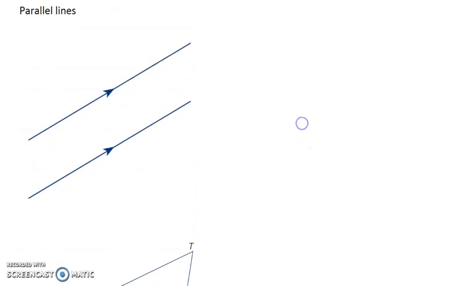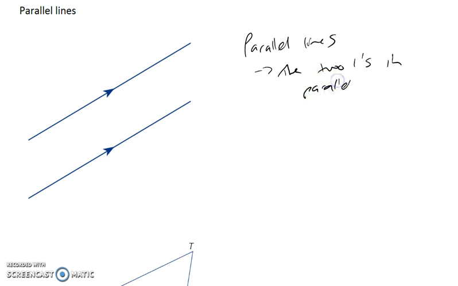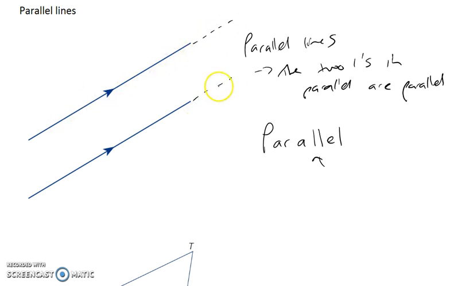Okay, next one. Parallel lines. One way of remembering this is the two L's in parallel are parallel. They look like they're going up together in the same direction and they'll never meet. That's basically what parallel means. They go off in the same direction, and if you keep on producing or extending these lines, they're never going to meet. Think of some train tracks or something.